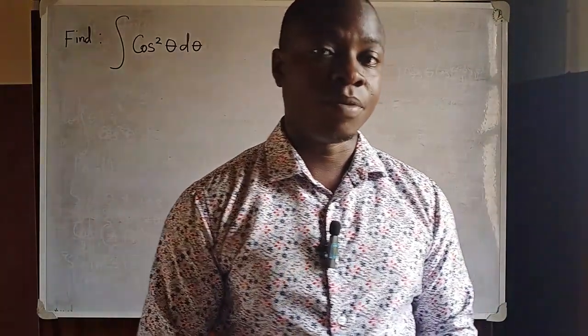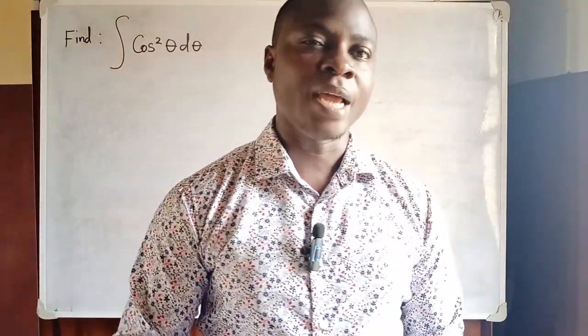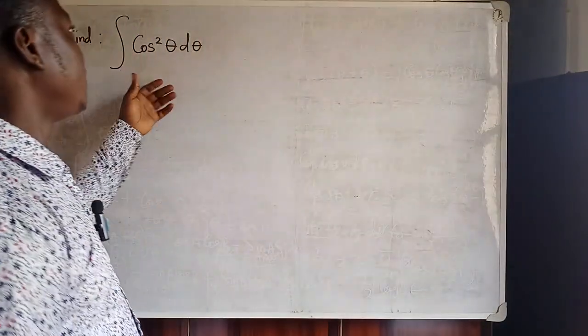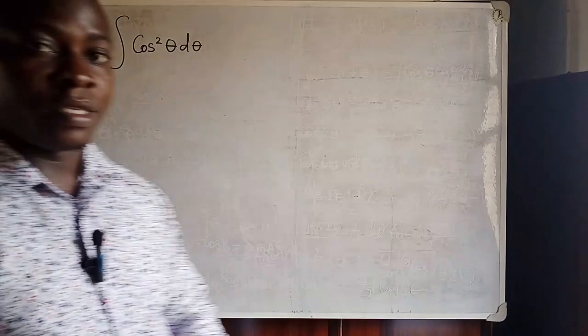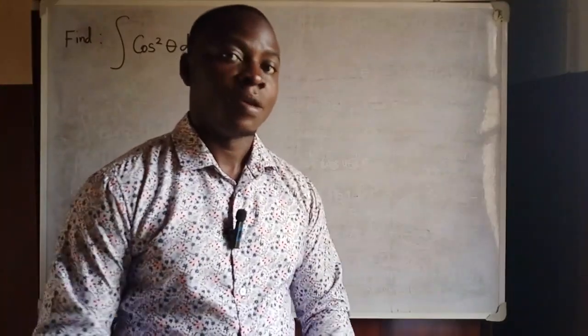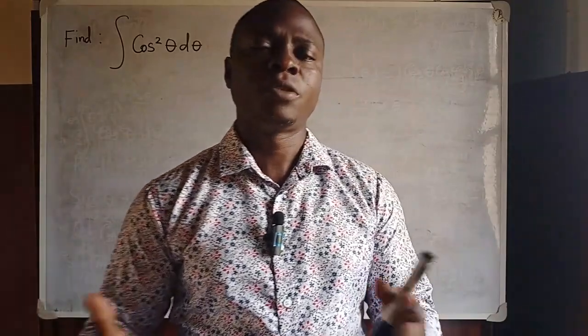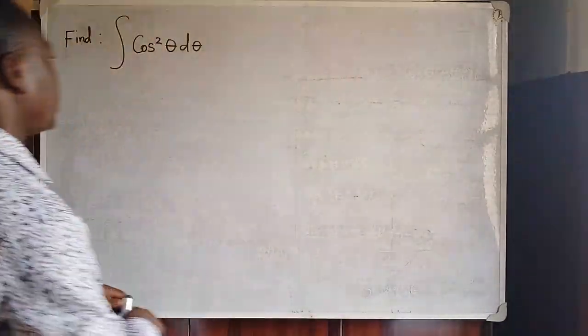This is very, very simple. If you understand some basic rules of trigonometry, there are some standard identities of trigonometry that will help us to integrate this in a very simple and precise method. Okay, now what are some trigonometric identities that will help us? Now let's do this together.